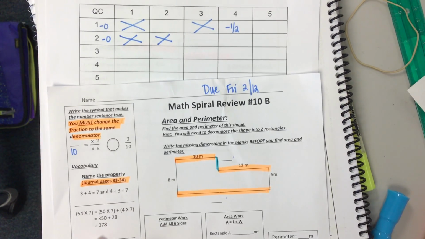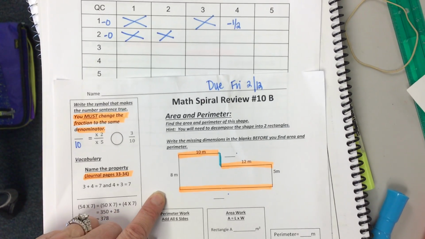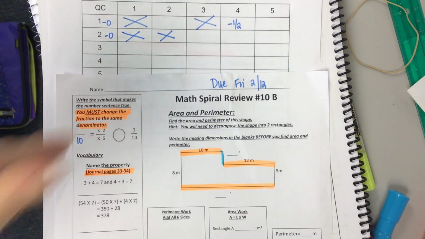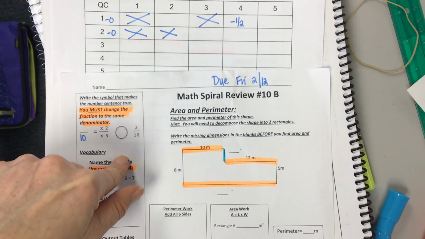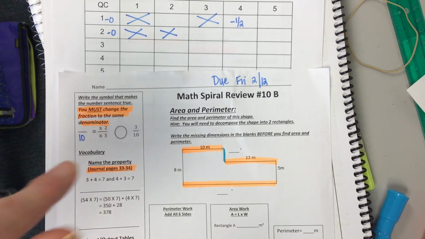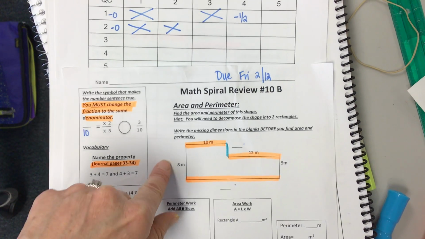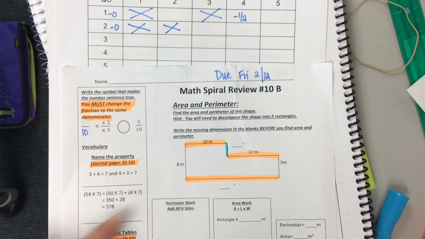Another rule I have is if I'm going to check your spiral early, you need to give me 100% effort on the spiral. Give me 100% effort on the spiral, or I am not going to pre-check it for you. Okay?